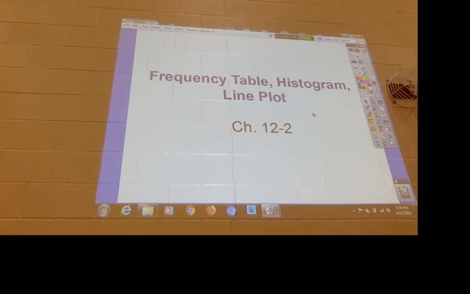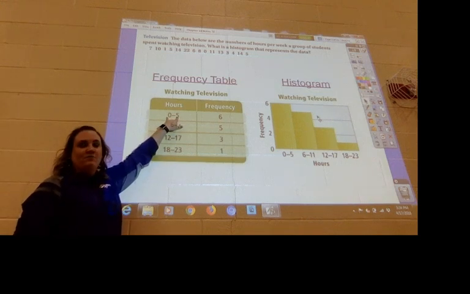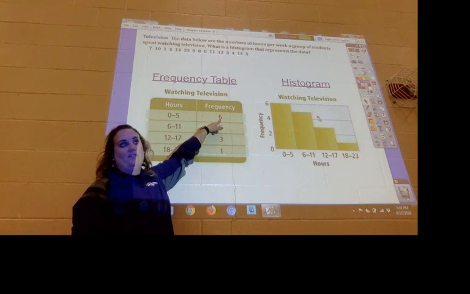So, first things first. If I was given this set of data, all these numbers, I could list it as a frequency table or a histogram. What a frequency table does is they will take a range of values, and then how often it occurs in that range.